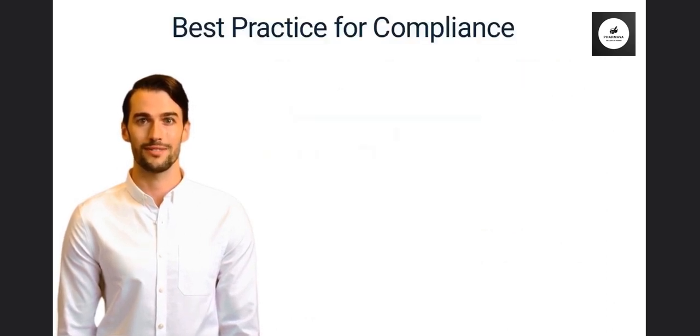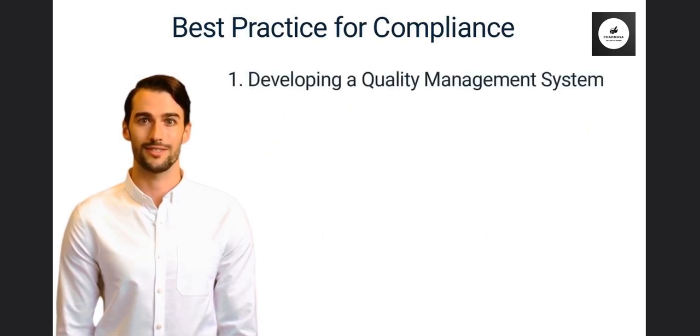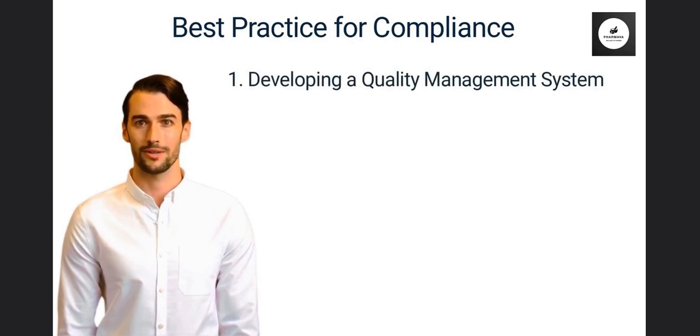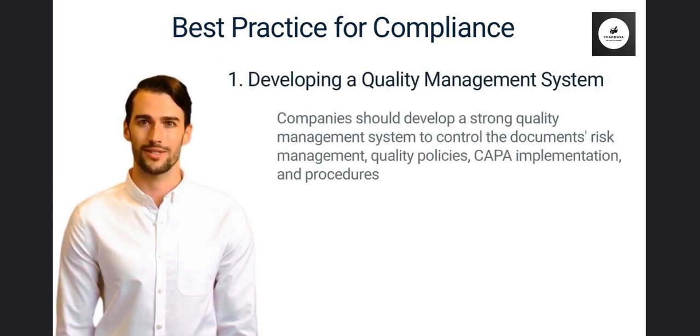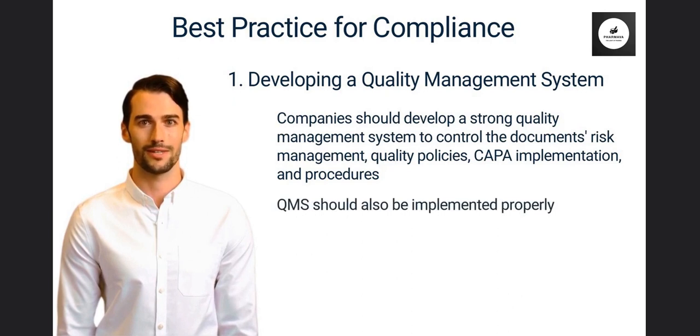Best practice for compliance. We will discuss it in 6 parts. Number 1. Developing a quality management system. As I have mentioned before, a good quality management system is the primary requirement for regulatory compliance. Companies should develop a strong quality management system to control the documents, risk management, quality policies, CAPA implementation, and procedures. A QMS should not only be developed but should also be implemented properly.